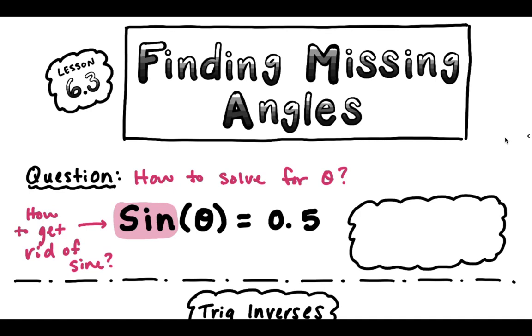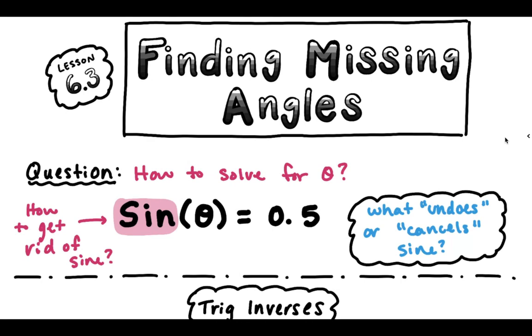And when we're solving and we're trying to get rid of something, we're trying to undo that operation or cancel it out. So we want to know what undoes or cancels sine. The idea here is like subtraction cancels addition, or subtraction undoes addition. They're opposites. Division cancels out multiplication. They're opposites. So what is the opposite of sine that's going to undo it or cancel it out?